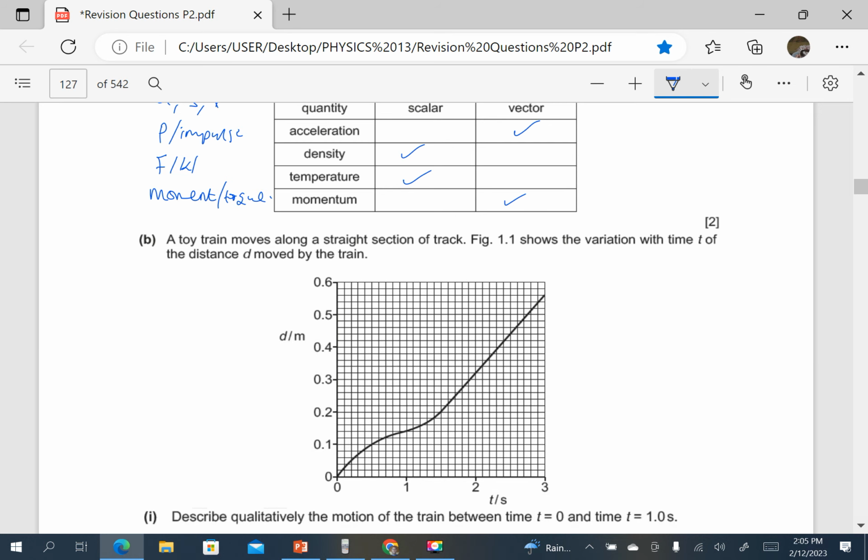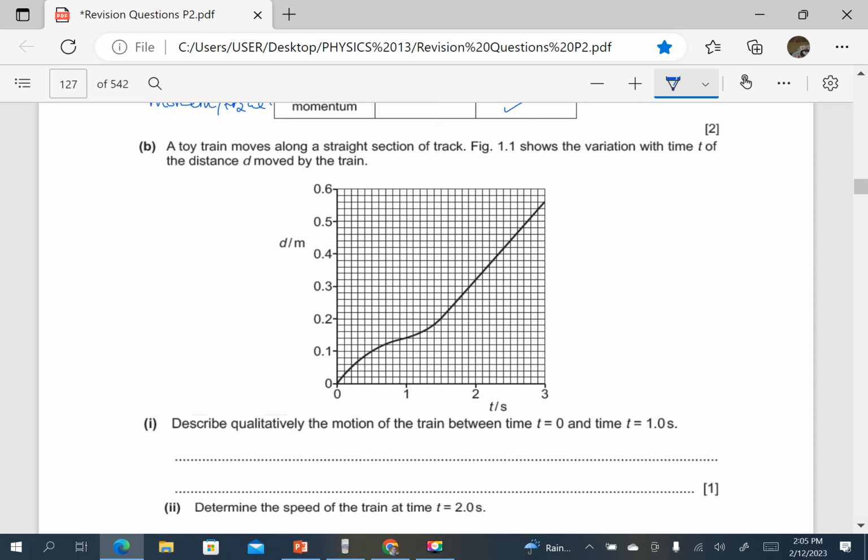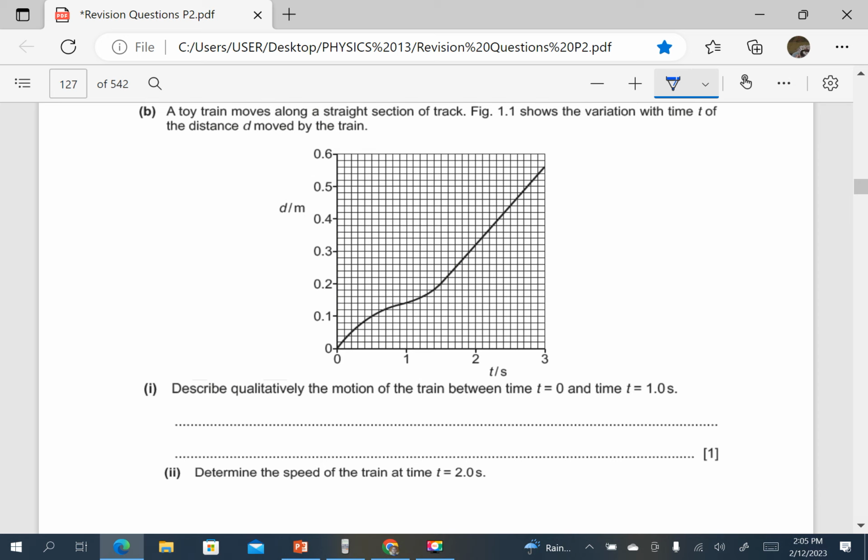A toy train moves along a straight section of track as shown here. The variation with time t of distance d moved by the train is shown. Describe qualitatively, no need of quoting values, the motion of the train between t equals 0 to t equals 1. Do we see that the gradient decreases? So the speed decreases. It is decelerating. So the train decelerates between t equals 0 to t equals 1 as the speed or velocity decreases.